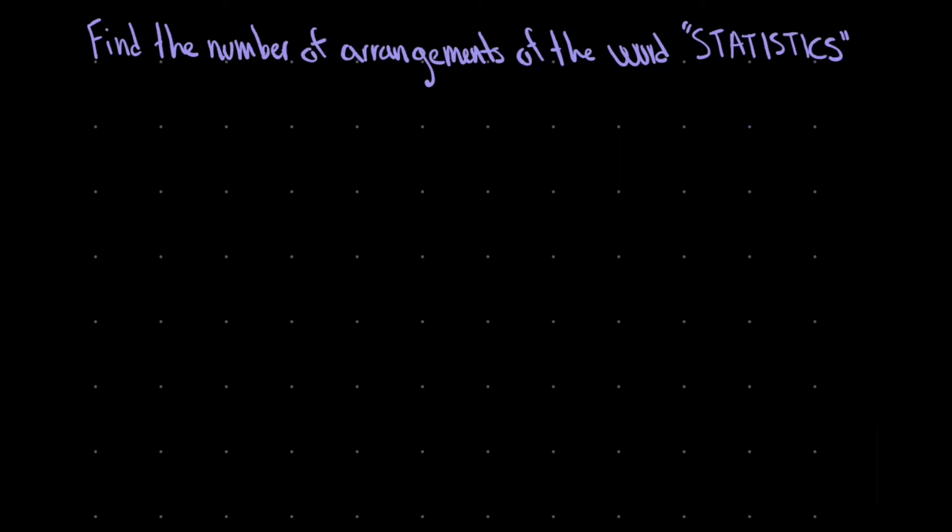Let's see if we can apply what we just learned to some examples. We're asked to find the number of arrangements of the word statistics. What would have seemed like a pretty difficult problem becomes really straightforward. All we have to do is remember the formula we derived before. In the word statistics, there are 10 letters, so we have that n is equal to 10.